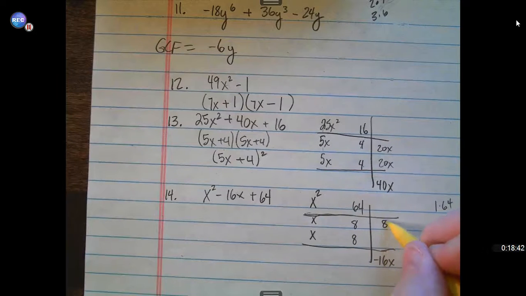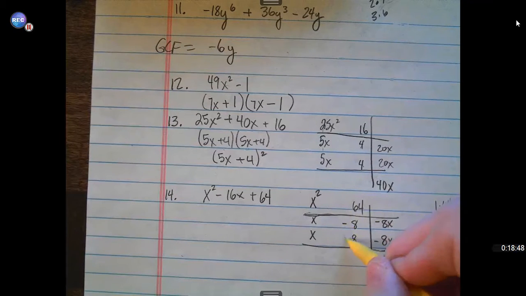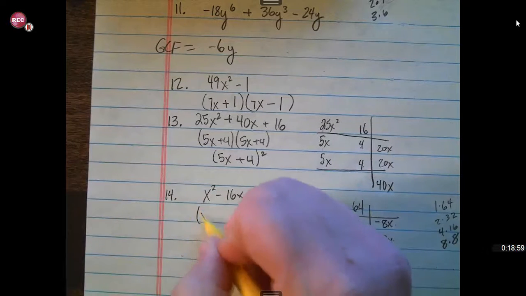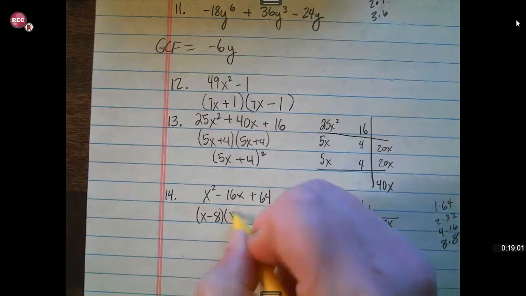So we multiply across, we get 8x and 8x. Notice they both have to be negative. So they both have to be negative over here, and that works. Negative 8 times negative 8 is positive 64. Negative 8x plus negative 8x is negative 16x. So this is x minus 8 times x minus 8.